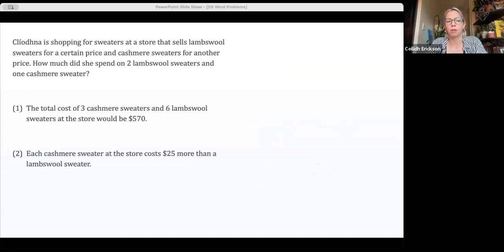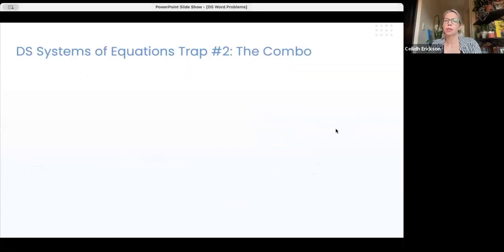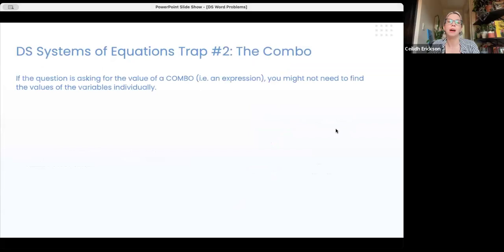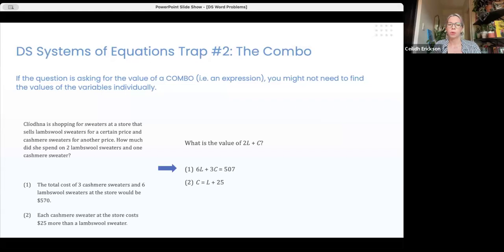So here, the trick was, if you're asked for a combo, which is a non-technical way of saying if you're asked for the value of an expression, you might not need to find the variables individually. You actually want to think, how do I get that expression just by itself as quickly as possible? So here, we can convert statement 1 into the thing that we're looking for.